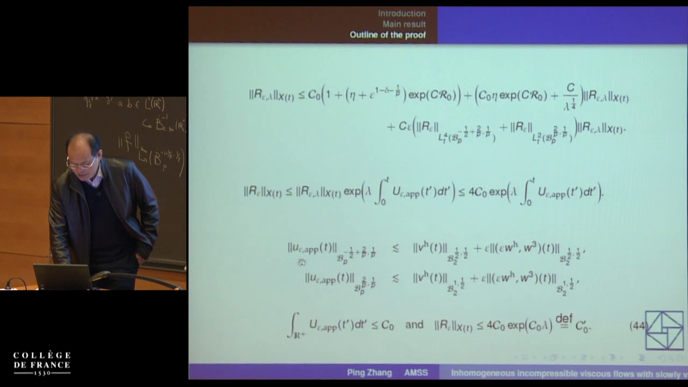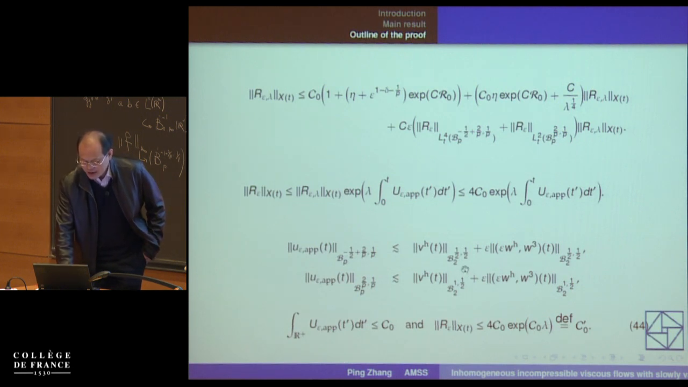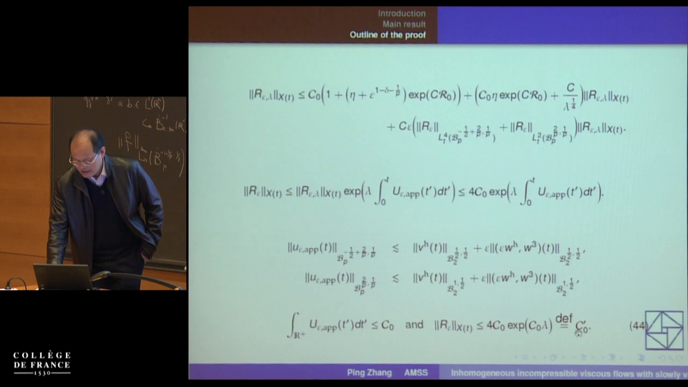And it turns out this U epsilon approximate of t norm is controlled by the right-hand side, by the summation of these two terms, and this norm is controlled by the summation of these two norms. Then, according to the estimate we obtained for this V_H and also for this correction term, we find this integral of capital U epsilon approximate of t prime, dt prime, is bounded by some uniform constant. So in this way, we have R epsilon in X of t controlled by this constant. We denote this constant by C0 prime.